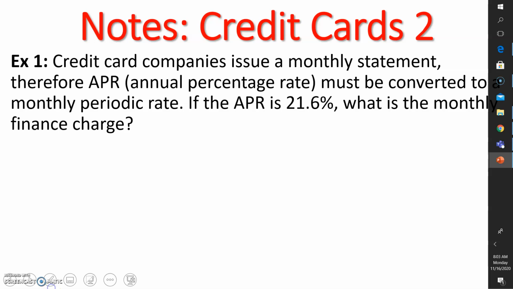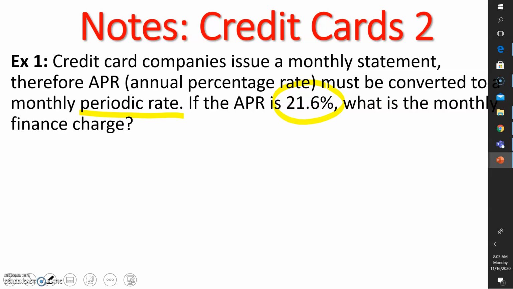So a couple of things I want you to note here is the word periodic. Periodic means to happen at regular intervals, so every month, right? So right now, when we look at the annual percentage rate, we have the percent you pay for the whole year, right? And that's this 21.6%. But because you are making monthly payments, you will be getting a finance charge that is based on a monthly rate and not an annual rate.